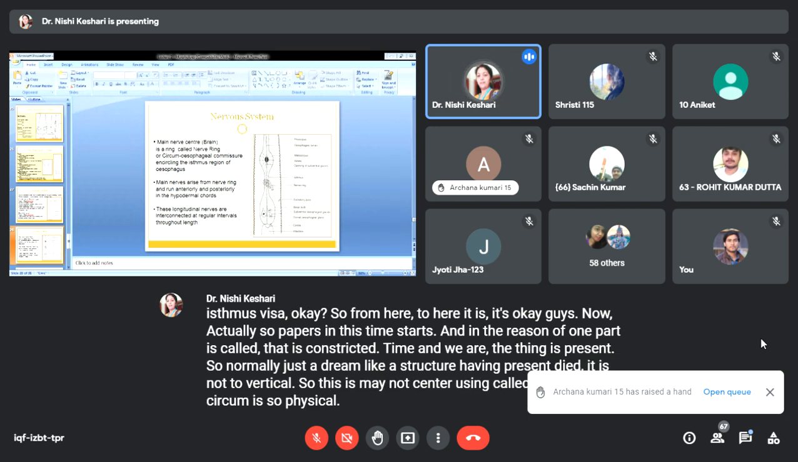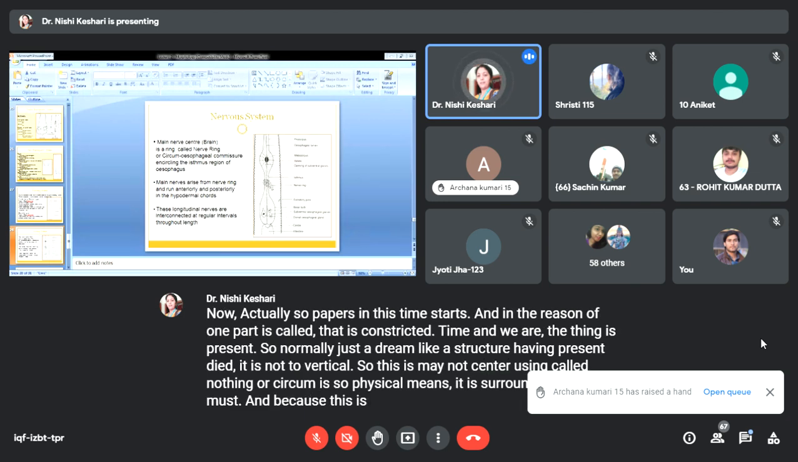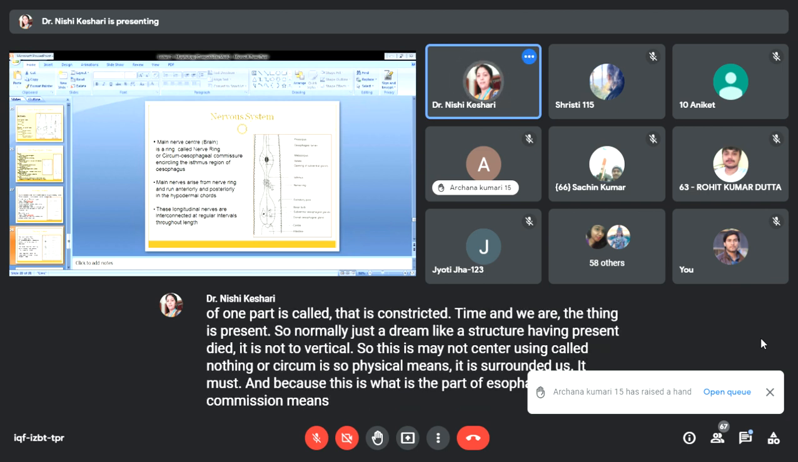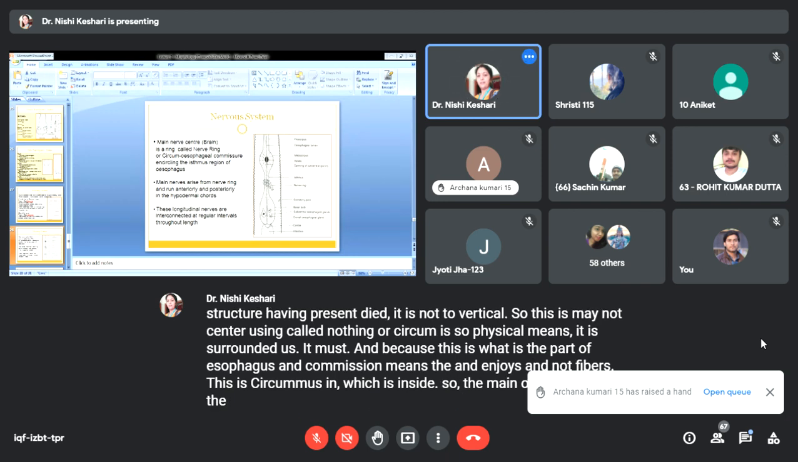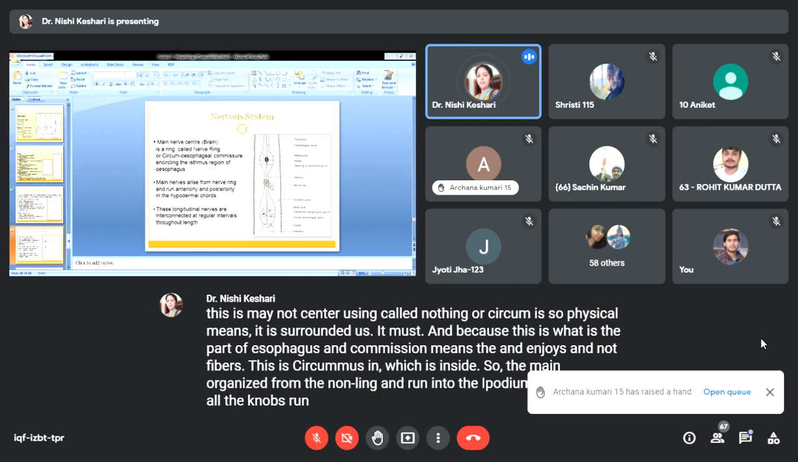Circumesophageal commissure means it surrounds the isthmus region, because the isthmus is a part of the esophagus, and commissure means the dendrites and other fibers. So this is the circumesophageal commissure, which encircles the isthmus region of the esophagus. The main nerves arise from the nerve ring and run anteriorly and posteriorly in the hypodermal cortex. From here, all the nerves run to the mouth.